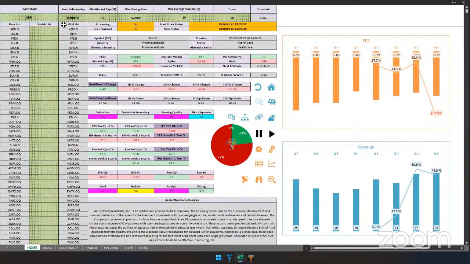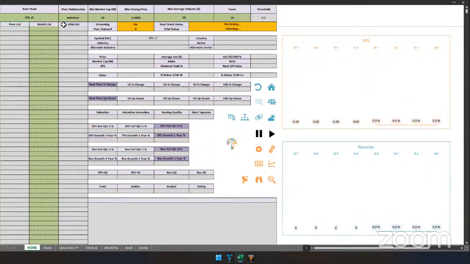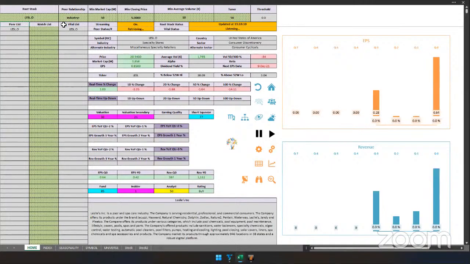Let's do that for the other stock. I think it was LESL. And in this case, I know the ticker symbol, not the RIC code. So I am entering the suffix also, LESL.O. Specialty stores industry. Let's check the relative score while Vital is retrieving the data.